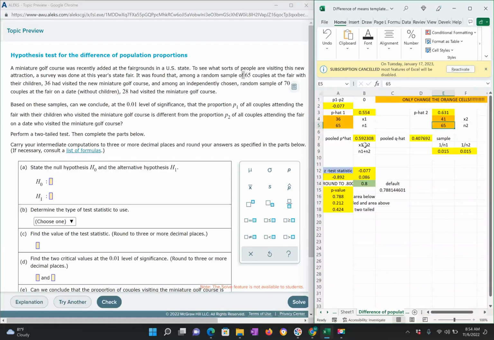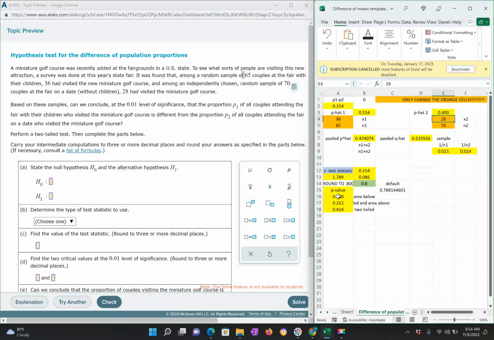All right, notice that I'm going straight to the other orange cell, where it says a random sample of 70 couples at the fair without children, and 28 of them had visited a miniature golf course. So here we are, and that's all you need to do. All right, so you can see your test statistic is 1.79. According to this should be your p-value.